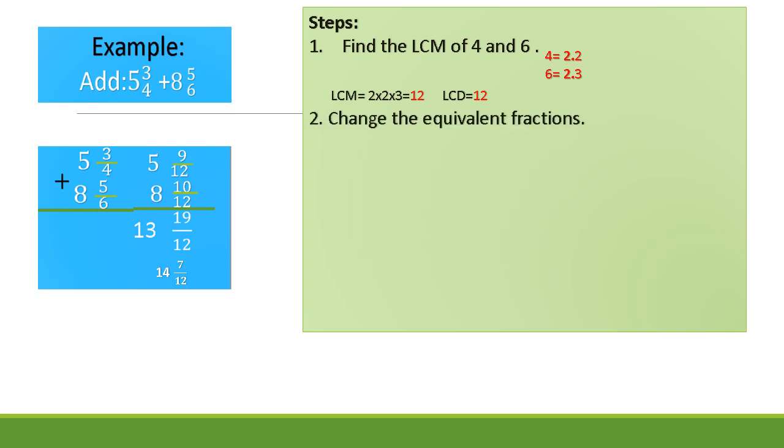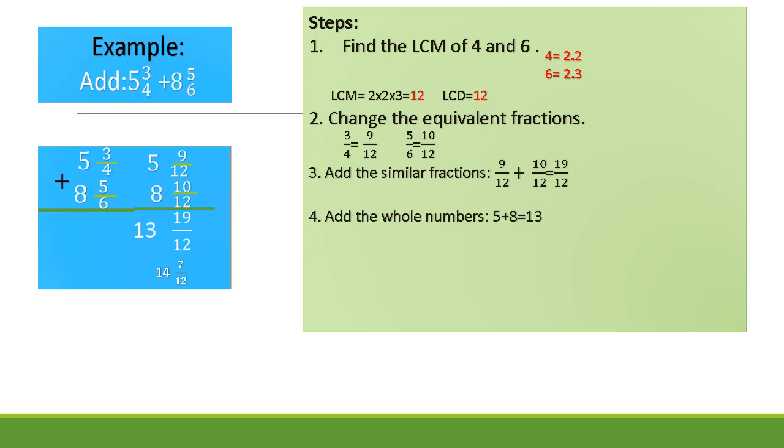In step 2, we change to equivalent fractions. From 3/4, it became 9/12. And from 5/6, it became 10/12. Step 3. Add the similar fractions. So 9/12 plus 10/12 equals 19/12. Step 4. Add the whole numbers. 5 plus 8 equals 13.